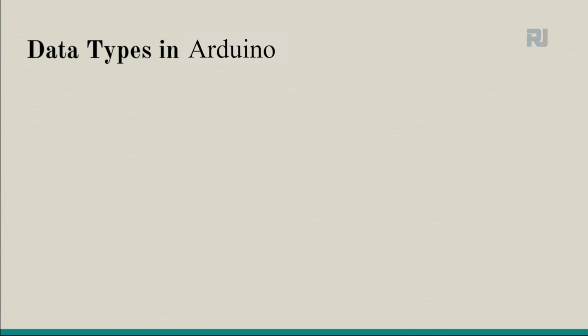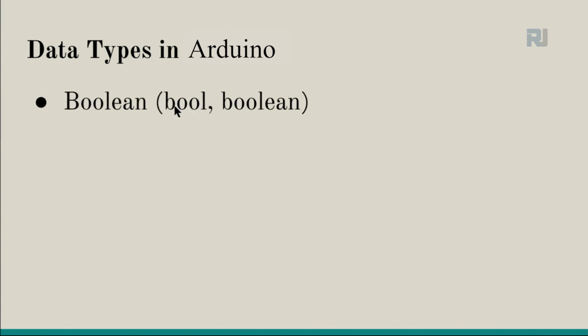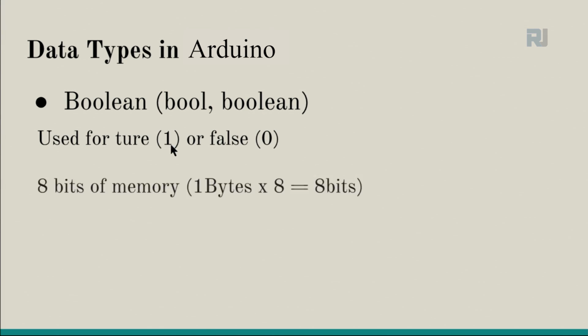We have also another data type called Boolean, and it can be written as bool, B-O-O-L, with lowercase b, or with the full word Boolean with a lowercase b. It is used for true, 1, or for false, 0. And it occupies 1 byte, which is 8 bits of space in memory.